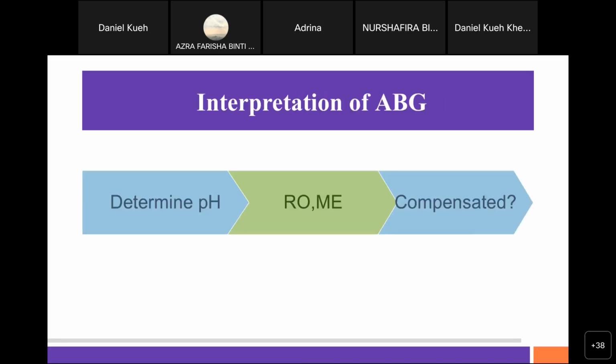So how do you want to interpret your ABG? First, you look at your pH. Let's say your pH is low. That's acidosis, right? So if it's acidosis, you determine: respiratory is opposite, metabolic is equal.